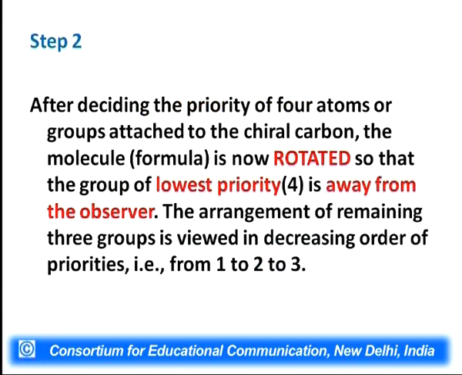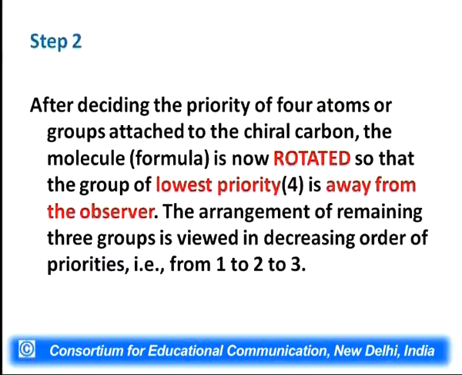Now after we've decided the priorities on the basis of the first case, you have to remember that if the atoms are different, we go on the basis of atomic number. If they are isotopes, then on the basis of atomic masses. If the group is branched, then we will go from atom to atom till we reach a point where we get a difference in atomic numbers. And if in a molecule we have a double or a triple bond, then a double bond will be treated as two single bonds and a triple bond will be treated as three single bonds.